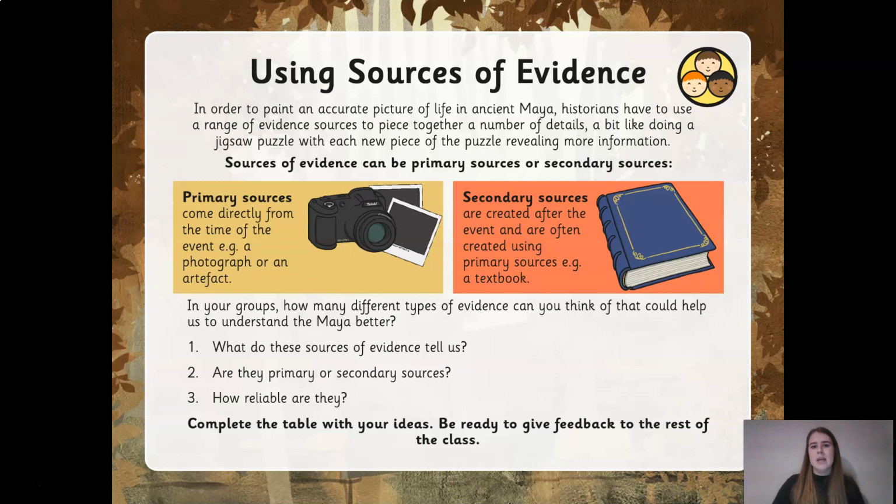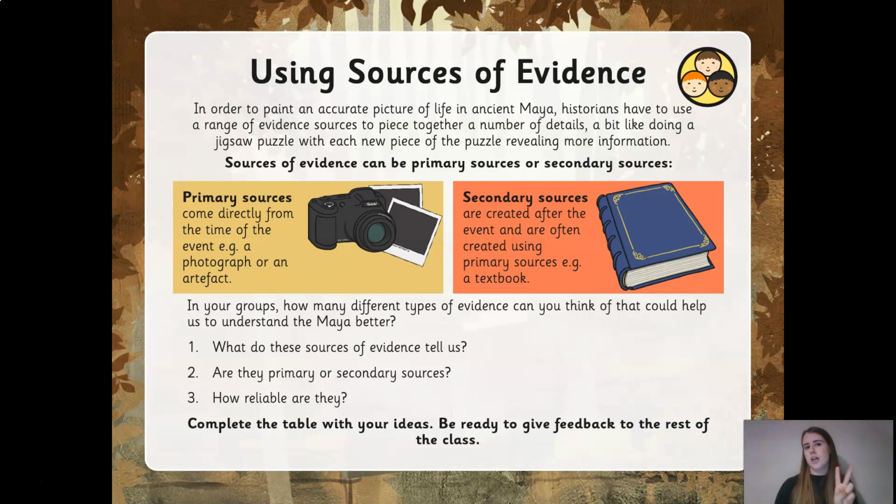So, in order for any historian to paint any form of picture about an ancient civilization or any part of history, we have to use a range of different sources, so evidence that's proof. Okay, and we then piece this all together with all of the additional details that's going to give us a strong picture or idea about something that's happened in the past. Okay, and it's a bit like doing a jigsaw puzzle. So if you want to find out what the picture is of your jigsaw puzzle, we need all the little pieces that we're going to put together to give us that big overview picture.